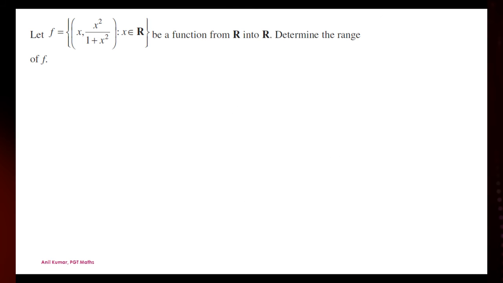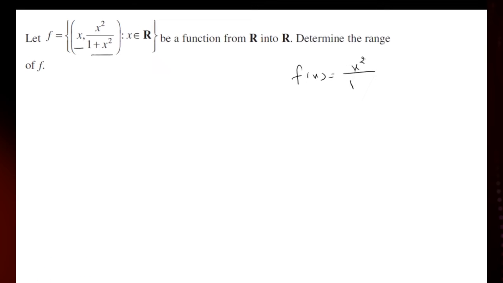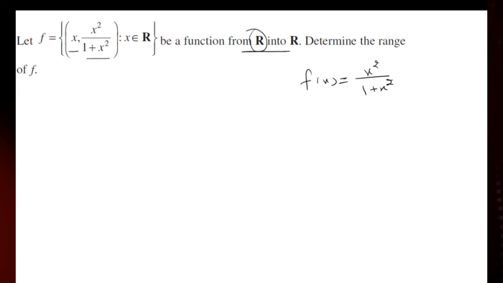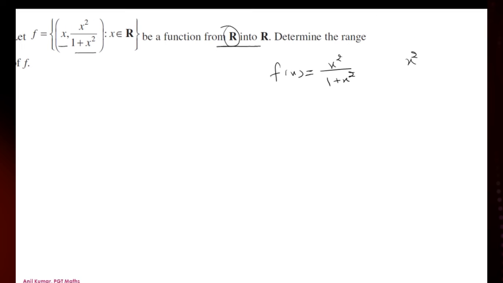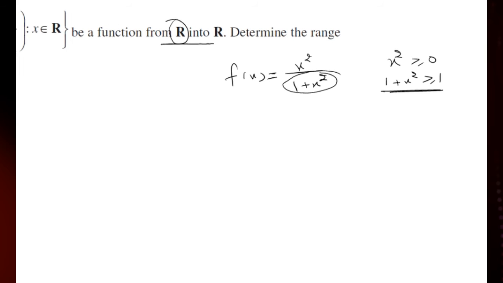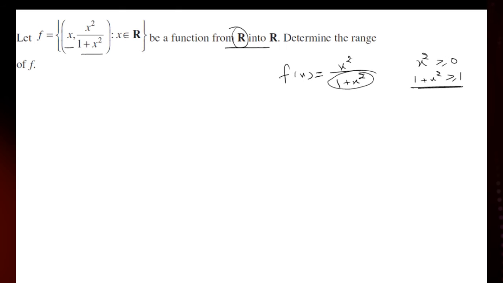Our next function is x square by 1 plus x square. So you can see it like this, f(x) is equal to, in simplified form, this is the function, from R to R. So the domain is already given as all real numbers, because the denominator cannot be equal to 0. X square is always greater than or equal to 0, and 1 plus x square will always be greater than or equal to 1. So the denominator can never be equal to 0. No other issue, since it is a rational function. So yes, the domain will be all real numbers.